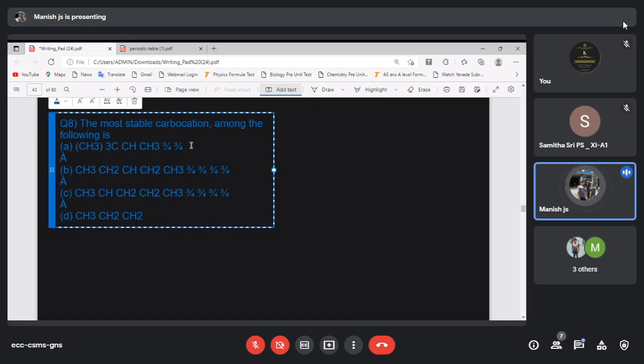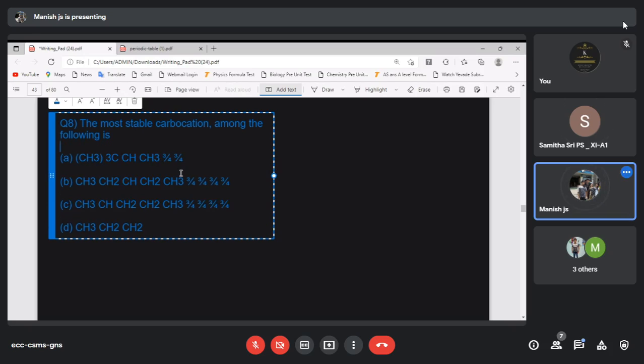So, which is the most stable carbocation among the following? Okay, this is a question. I think it's not printed properly, so I will just do a modification. Question number 10, sir. Okay. Fine. So, which is the most stable carbocation out of these following? I'll better give you the structures.